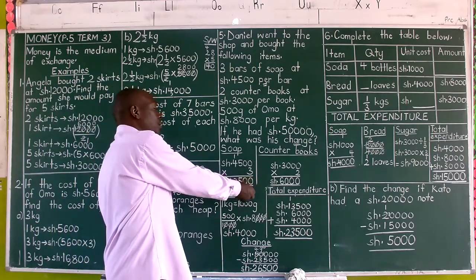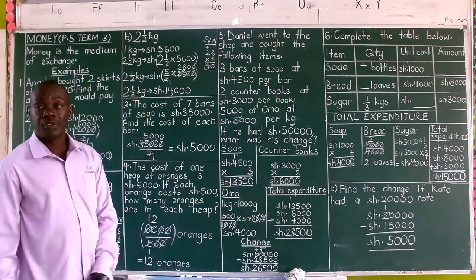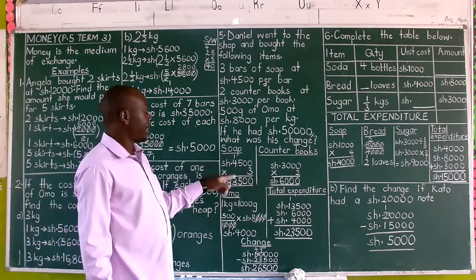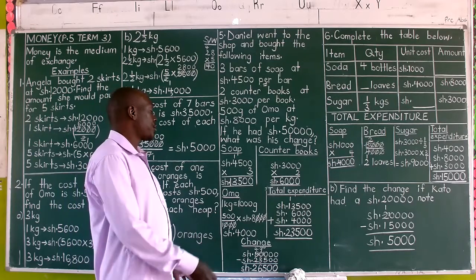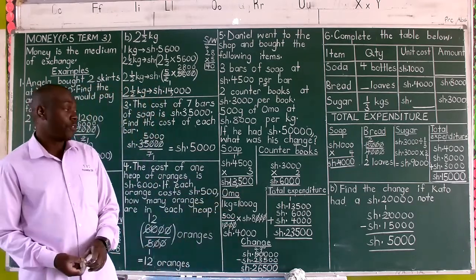Multiply 3 by 0, 0. Another 0, 0, then 3 times 5. You get 15, write 5 and regroup 1. 3 times 4 is 12 plus 1 gets 13. So for soap alone as an item, this Daniel paid 13,500 shillings.